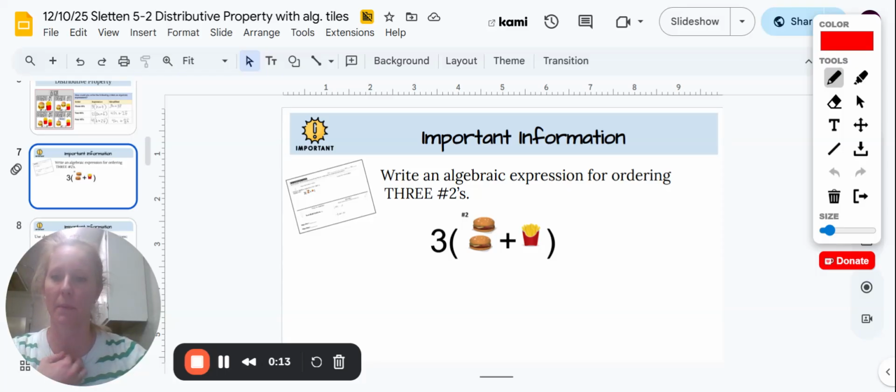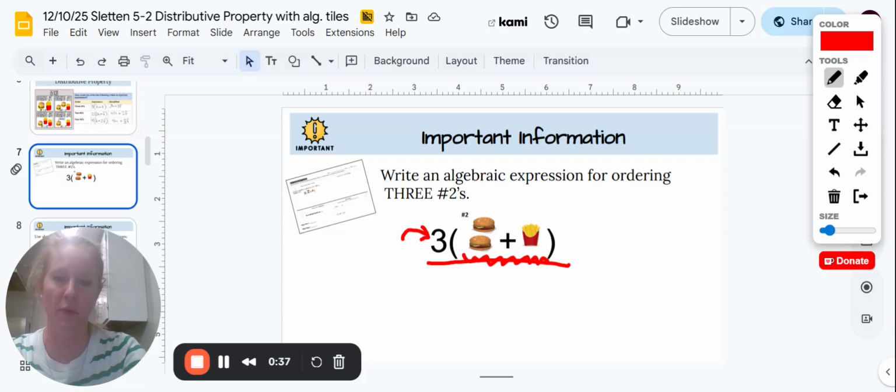You did a little warm up on that, and that's how we started our combining like terms too. If we look at this expression right here, this is in the first box of your notes. Make sure you're getting it written down with me. What this tells me, this 3 says we're ordering 3 number 2s. And a number 2 meal includes everything inside the parentheses here.